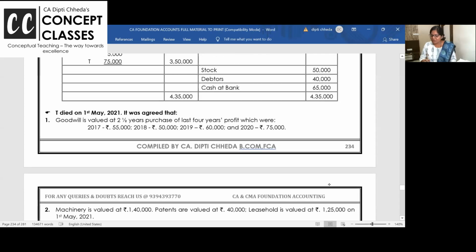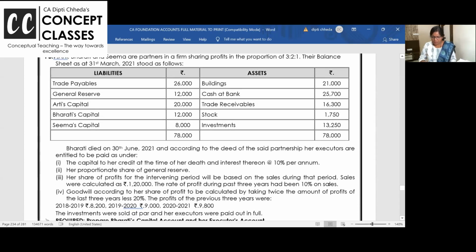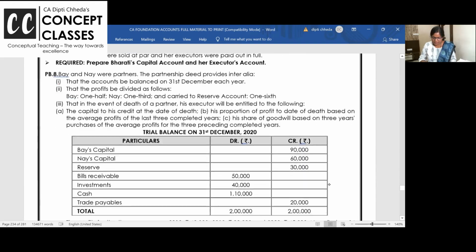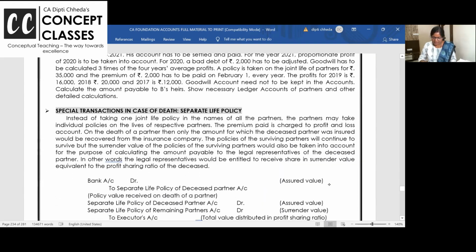Fifth we have done. Sixth we did in the morning. Have you star marked this problem? Very, very important. Seventh we have done. Eighth we have done. Ninth we have done.